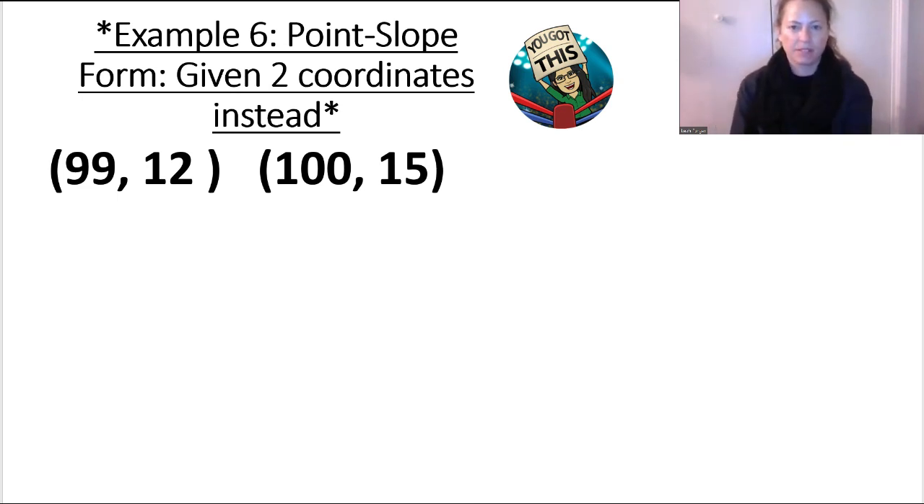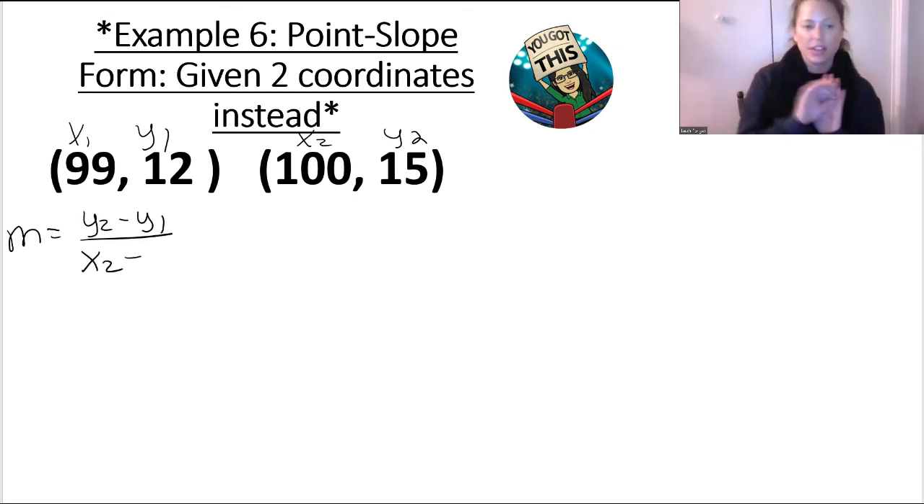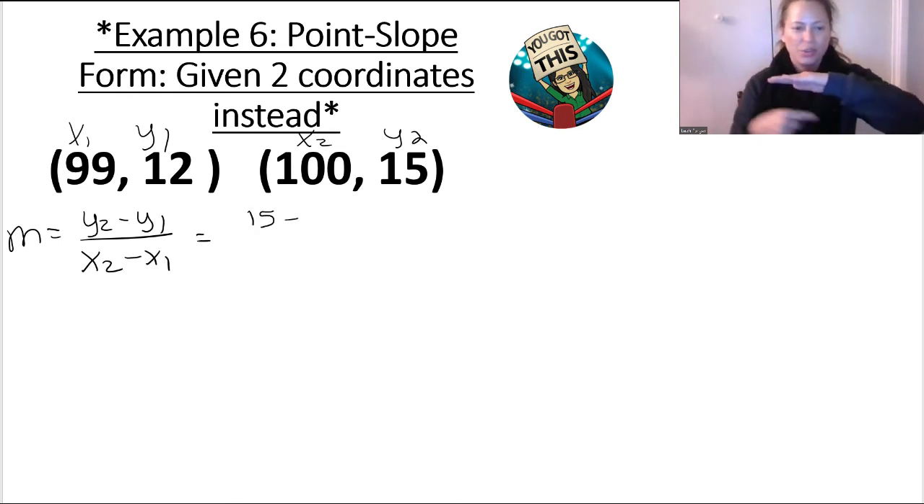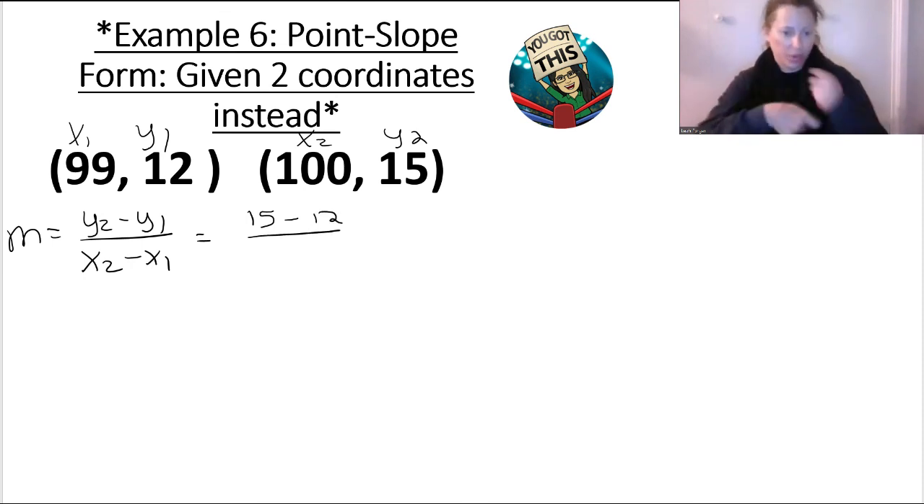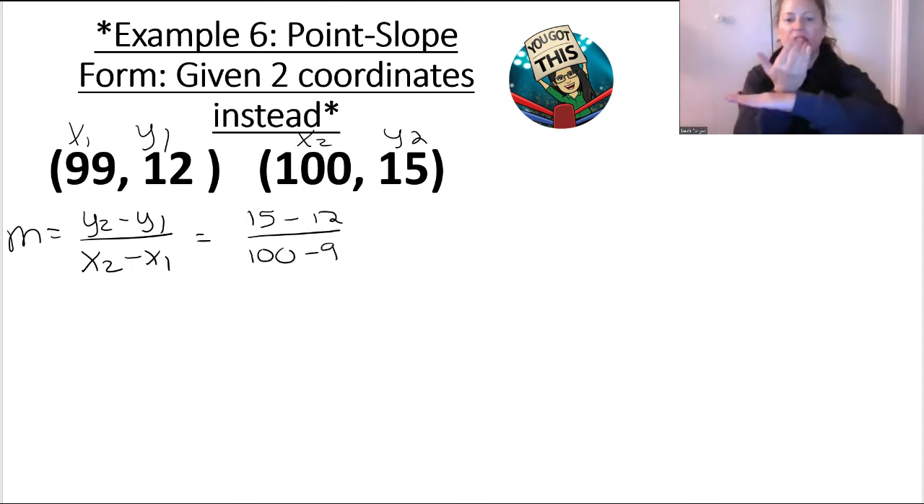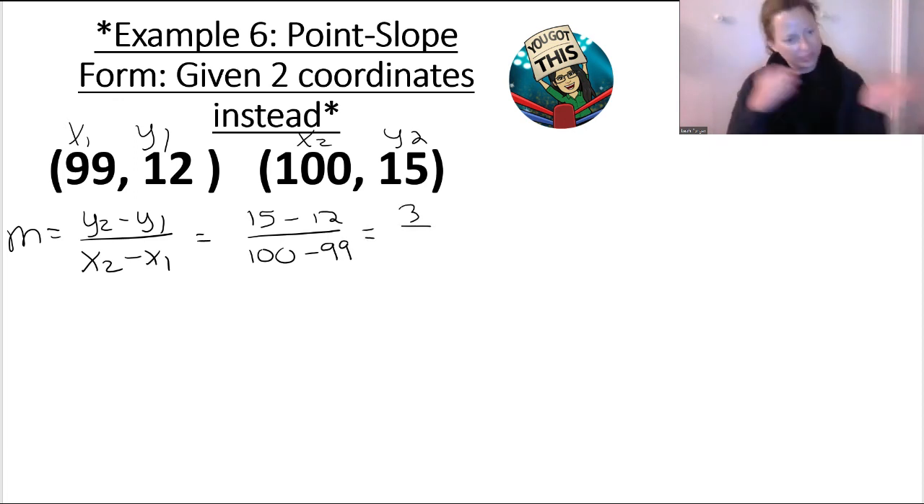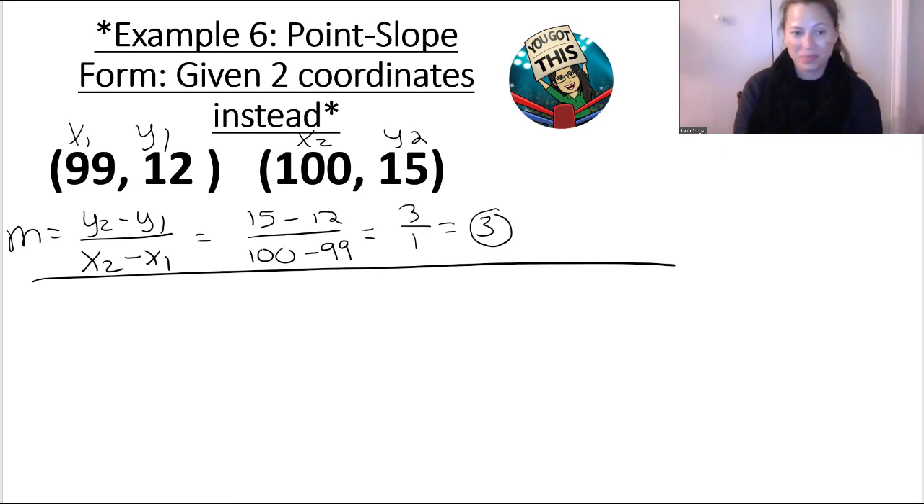All right, so I have to find my slope first. So x1, y1, x2, y2. M equals y2 minus y1 over x2 minus x1. Okay, so I have 15 minus 12 over 100 minus 99. Okay, 15 minus 12 is 3. 100 minus 99 is 1. So my slope is 3. Okay. Now I'm just going to pick one of the points. It doesn't matter which one. I'll do the second one.